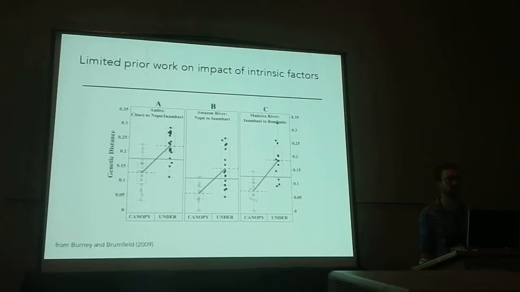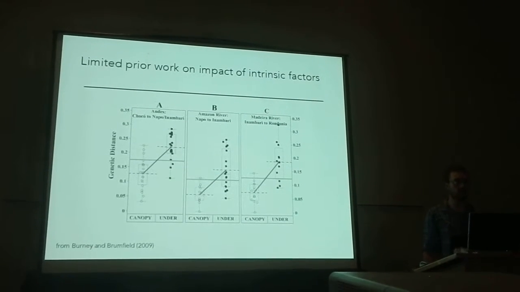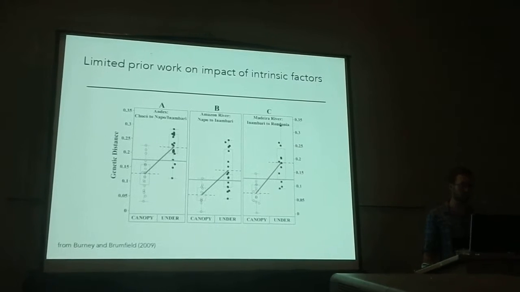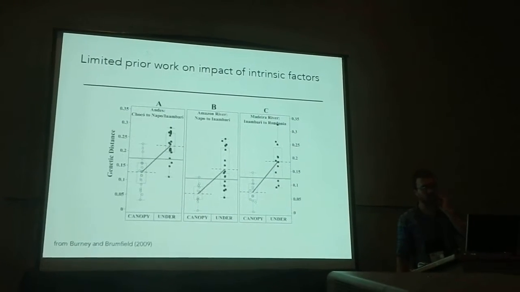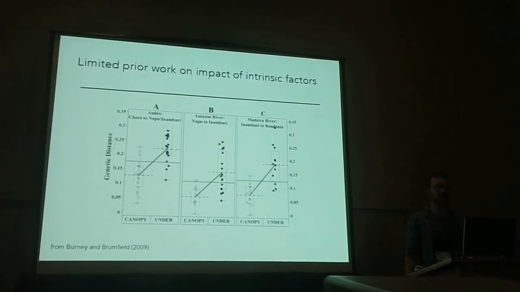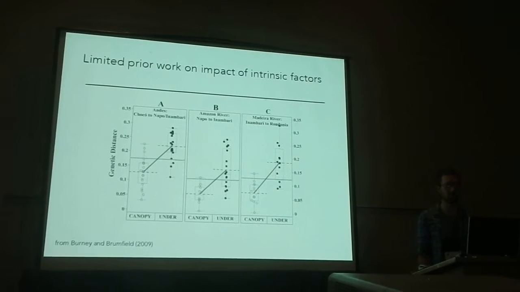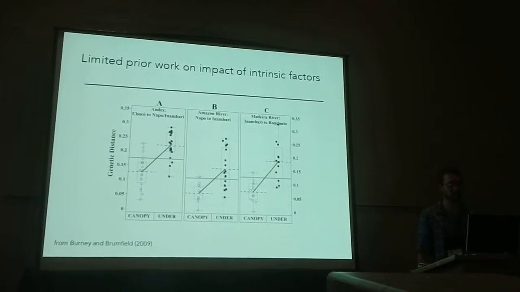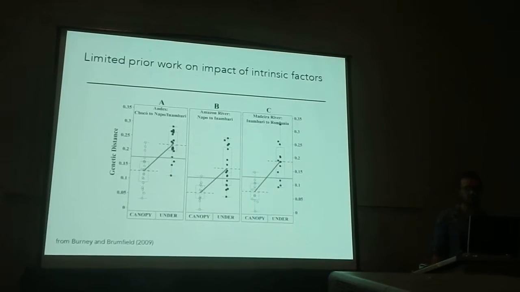So there's been relatively limited prior work on the impact of intrinsic factors on geographic patterns of genetic variation. Most of this has been in marine systems, but there has been some limited work in terrestrial organisms as well. This is from a paper in 2009 by Bernie and Brumfield, in which they examined a bunch of neotropical forest bird species and their divergences across 3 river barriers.